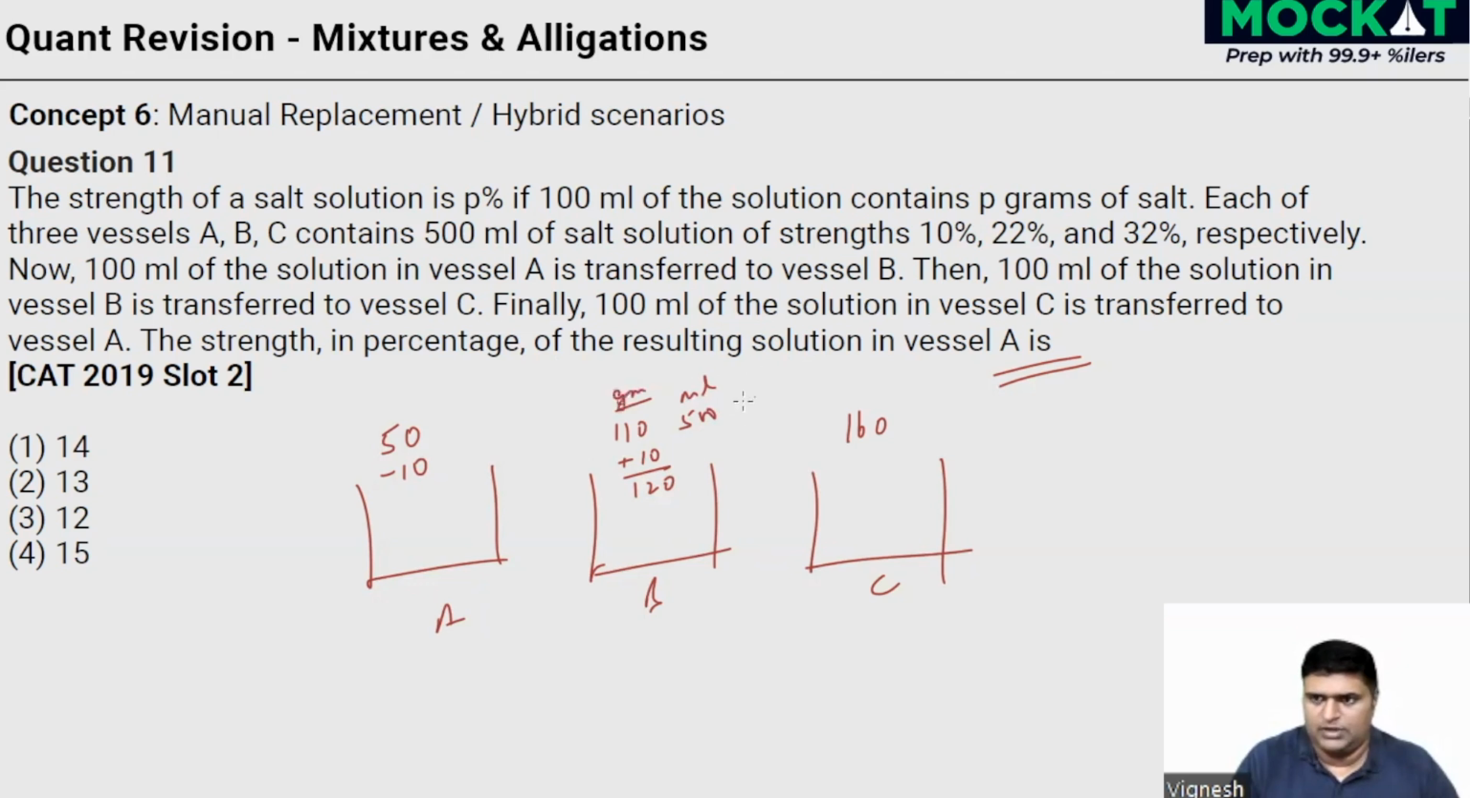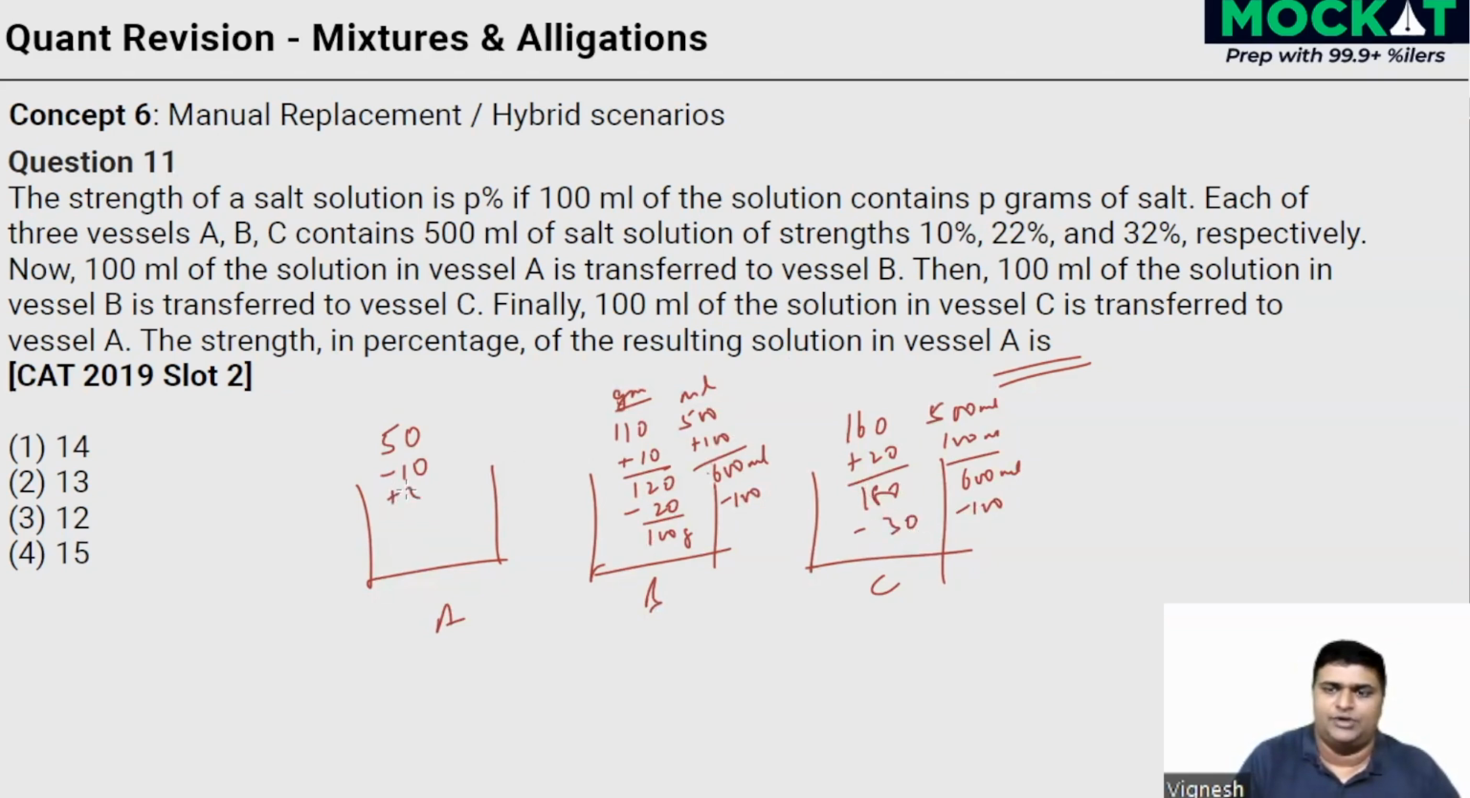In terms of ml, it is 500 plus 100, which has become 600 ml. From this 600, I have to remove 100 now. So 1/6 is removed. I'm removing 1/6 of 120, which is 20, and adding that 20 over here, and this becomes 100 grams. Now this 160, 20 was added, which is 500 ml plus 100 ml to become 600 ml, right? And it becomes 180. From this 180, 100 ml is being removed, which is nothing but 1/6, which is 30. I take this 30 and put it over here.